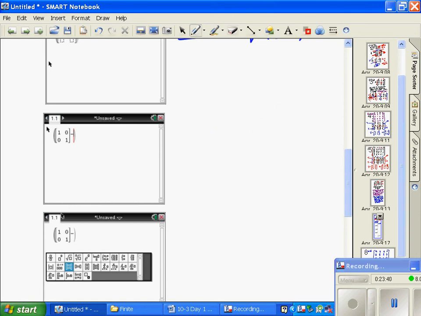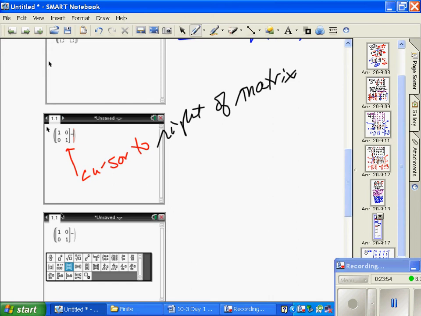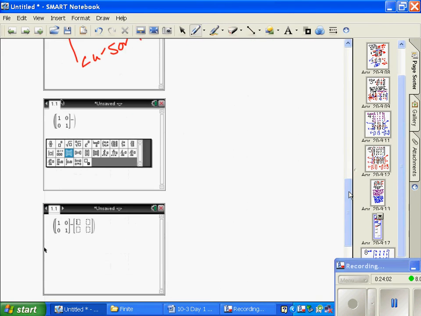Then make sure your cursor is to the right of the matrix, and then you put in your minus sign. Then you will have to go to your template key again and select another 2 by 2 matrix so you can plug in your matrix Q. So here's what it looks like before I put in my Q. This is ready for matrix Q.